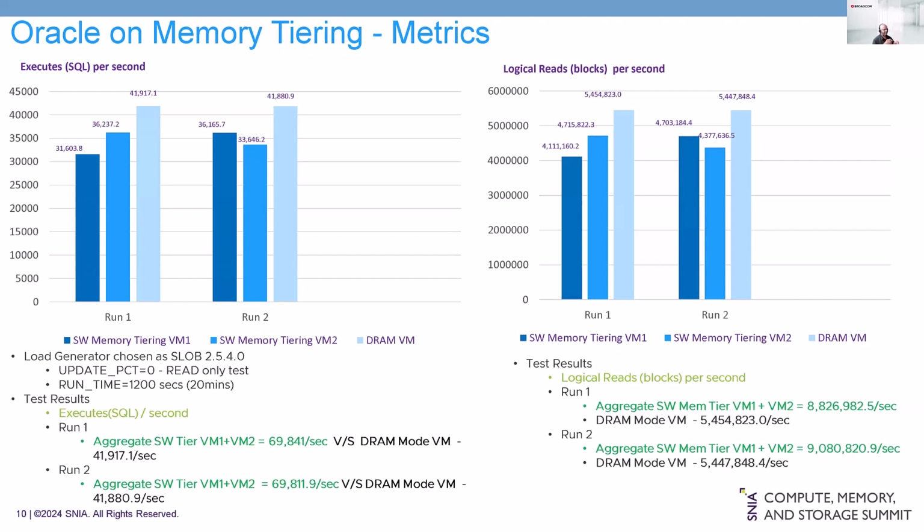SLOB stands for Silly Little Oracle Benchmark. It's an Oracle benchmarking tool. The test was a read-only test, so that's why you see update percentage set to 0. The runtime was 20 minutes, and as I already said before, we had a couple of runs, right?